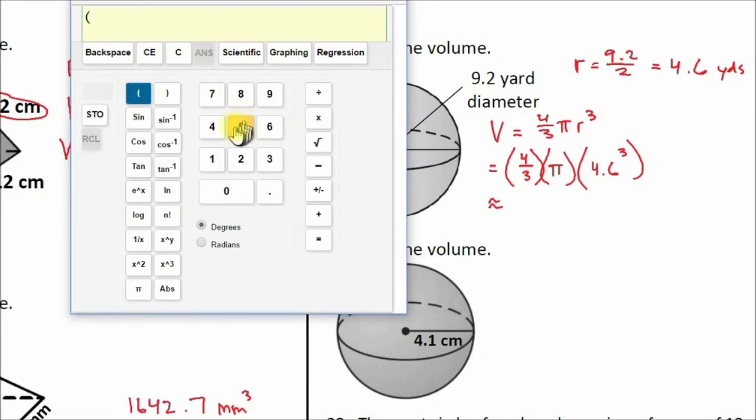So we got 4 divided by 3, and now I'm going to put pi. You don't have to do this, but I just go through the process just like I wrote it. There's pi. The parentheses tells the calculator we are multiplying these terms. Again, your calculator might require you to put the multiplication key, but the ones from the library do not. Then I've got 4.6, and now I'm going to raise it to the 3rd power. On your calculator, you're going to look for the key that looks like a little caret.